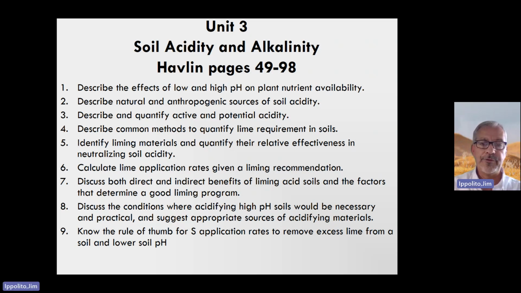You should be able to, at the end of this unit, describe the effects of low and high pH on plant nutrient availability. Should be able to tell me and others natural and anthropogenic sources of soil acidity. You should be able to describe and quantify active versus potential acidity. Then describe common methods to quantify lime requirements in soils in order to raise soil pH. Identify liming materials and quantify their relative effectiveness in neutralizing soil acidity to improve crop growth.